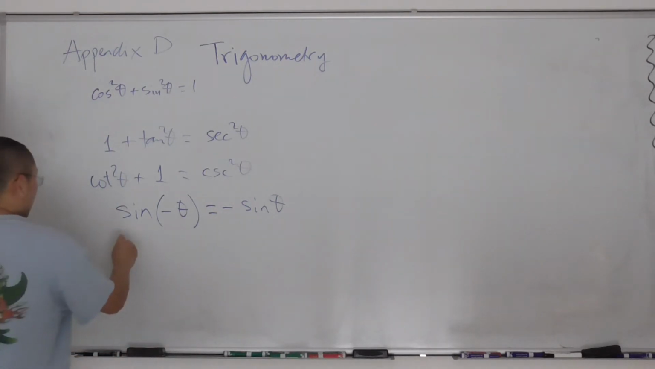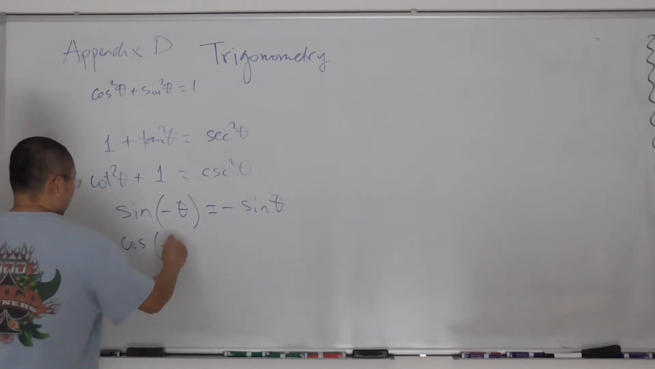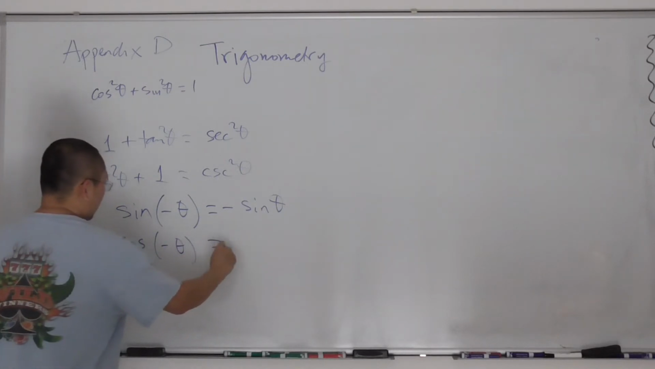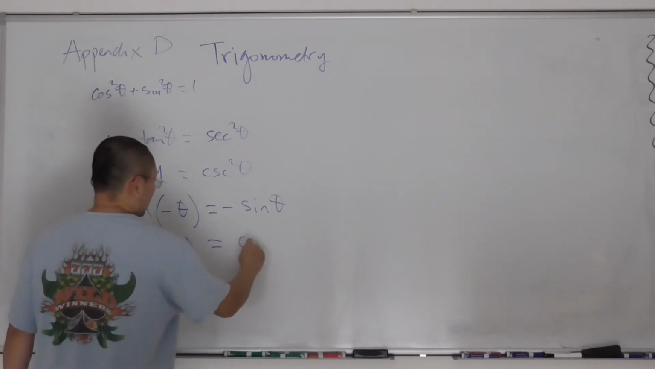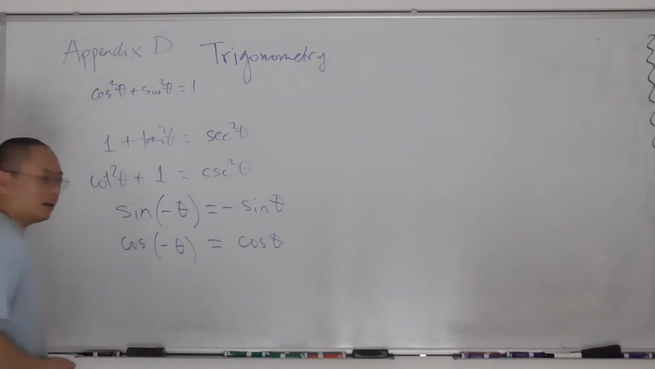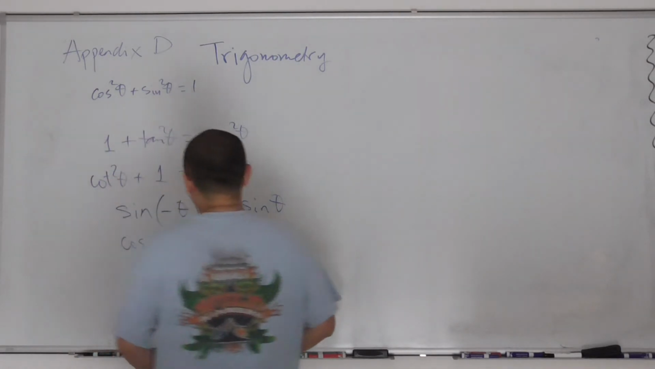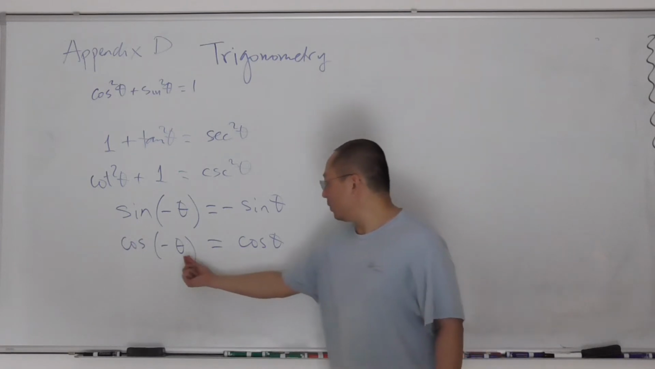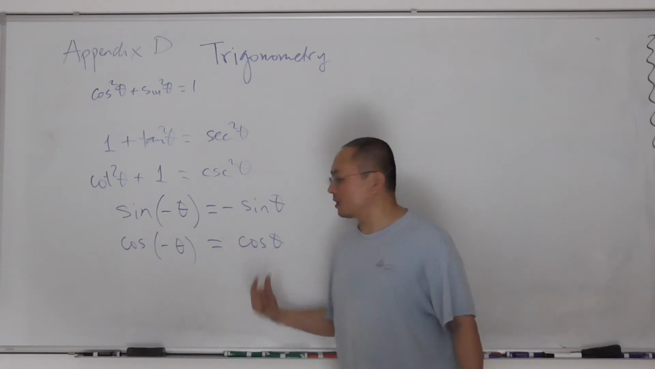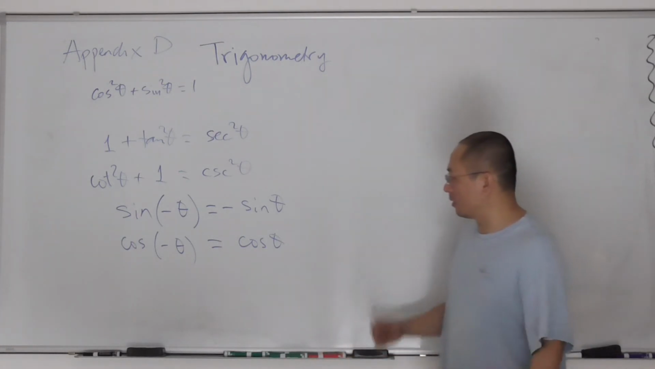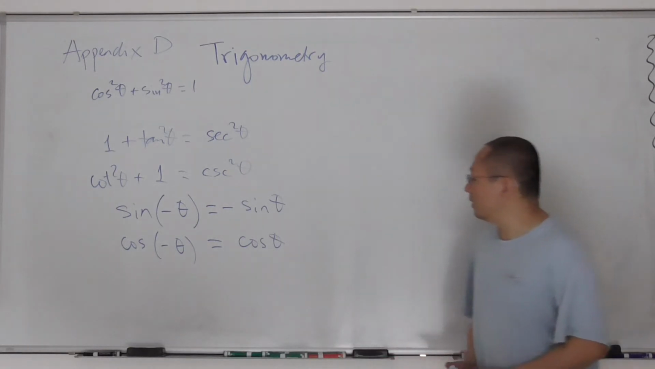And then the cosine function is an even function. And that means cosine of negative theta will be equal to cosine of theta. And by the way, an even function is a function that is symmetrical about the y-axis. Okay? Means what? You plug in a negative angle or a positive angle, it gives you the same value coming out. Symmetrical about the y-axis.